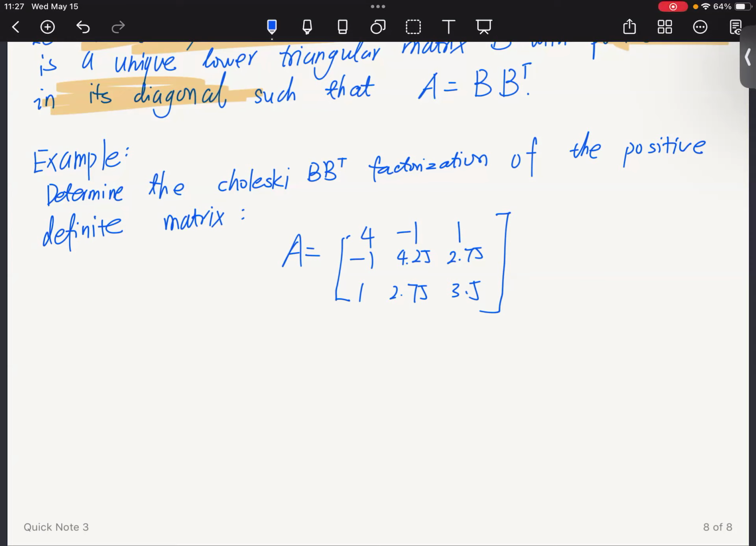And we want to get A equals B B transpose. Then what should we do? Let's say the B matrix looks like this. Because it's a lower triangular matrix, we are going to have B11. This is a 3 by 3 matrix, so B is also 3 by 3. Then we have B11, B21, B22, B31, B32, B33, and 0 here. The rest of the things is just some basic linear algebra calculation.